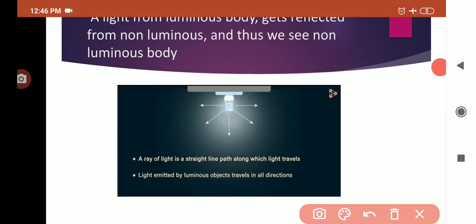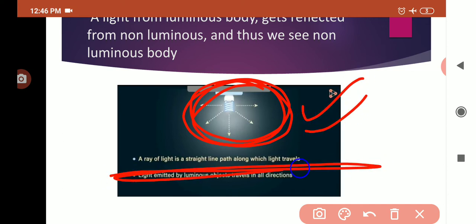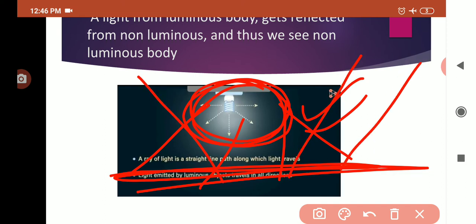Now, as we have already discussed, a light from a luminous body, as I said, a bulb or a torch is a luminous body. So when the light from a luminous body gets reflected, this is non-luminous, light is coming on this and it gets reflected, we see this particular non-luminous object.